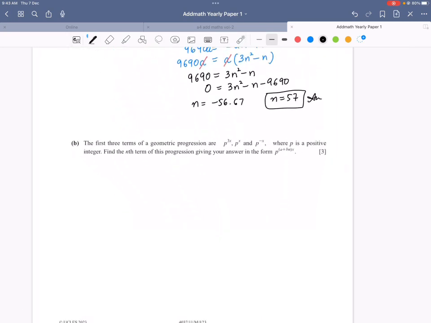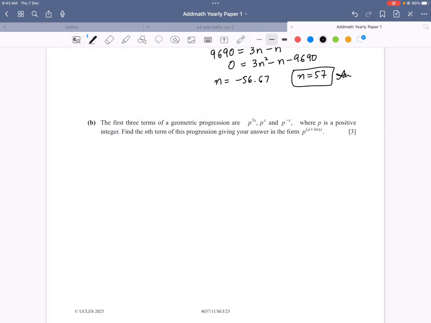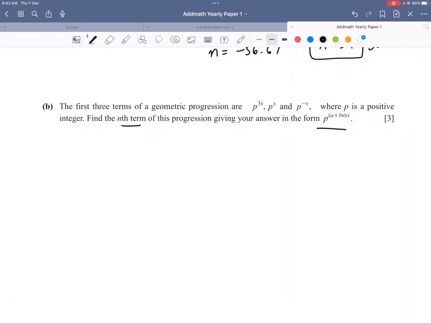Alright, after that, the first three terms of a geometric progression are p^3x, p^x and p^(-x), where p is a positive constant, positive integer. Find the nth term of this progression, give your answer in the form of a plus bx. Alright. So the first term we have is p to the power 3x. Second we have p to the power x. So we can find out the value for r. It will be second term divided by first term. So when you simplify, you will get p to the power x minus 3x. That leads to minus 2x. So you got the value for r here.